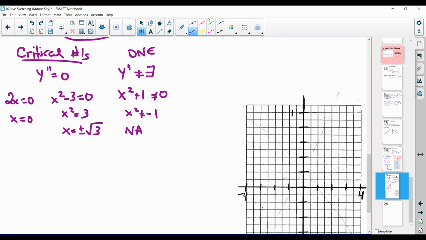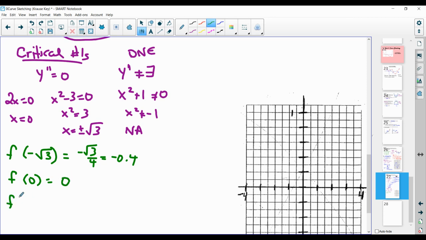All right, so we're going to plug in those critical values and find out where our intervals are happening. So when we have f of negative root 3, if we plug all of that in, just to save some work here, we're going to end up with negative root 3 over 4, which is approximately negative 0.4. So I'm doing points of inflection here, the y-values of those points. f of 0 will give me 0, and f of root 3 will give me root 3 over 4. So we're actually looking for those y-values right now, and we didn't do that in the last example.